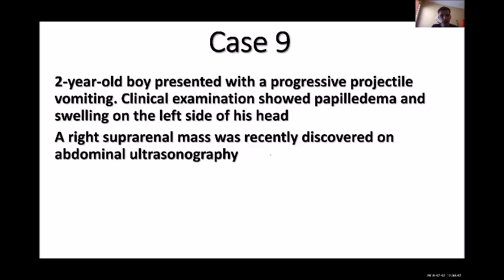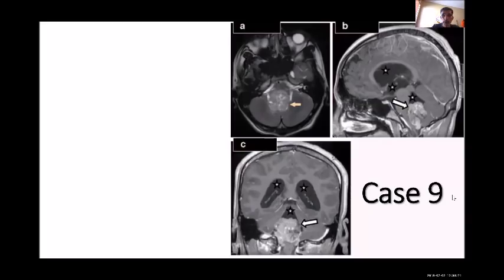You can leave anytime. So again, 2 years old, progressive vomiting, papilledema, swelling of the left side of the head, and there is a suprarenal mass on ultrasound. And this is neuroblastoma. Neuroblastoma, very good.